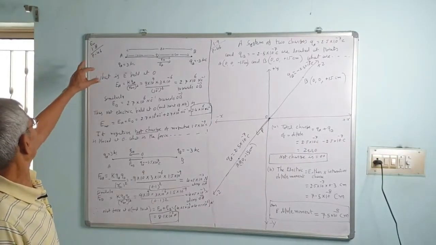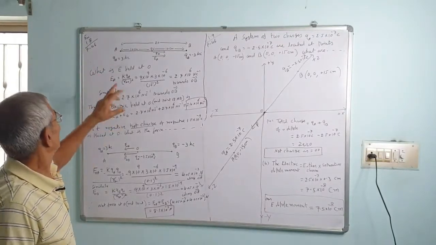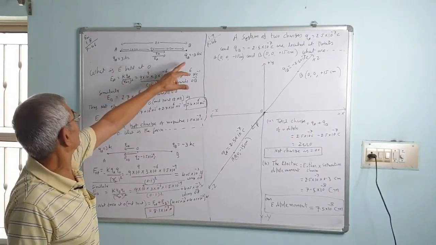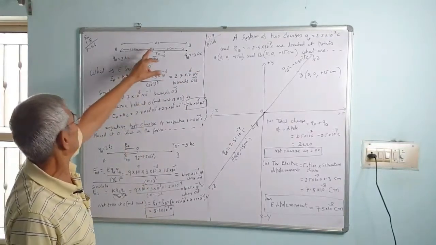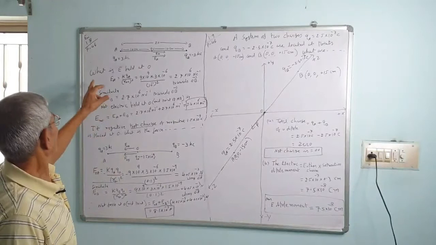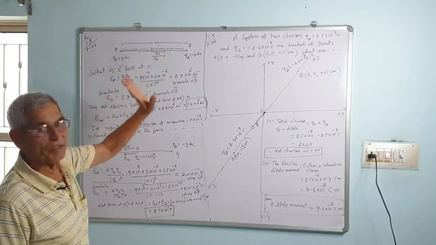Let us see the numerical 1.8 on page number 46 of the exercise. Two point charges, QA is equal to 3 microcoulomb and QB is equal to minus 3 microcoulombs, are separated by a distance of 20 centimeters in vacuum. What is the field at O, the midpoint joining the line AB?